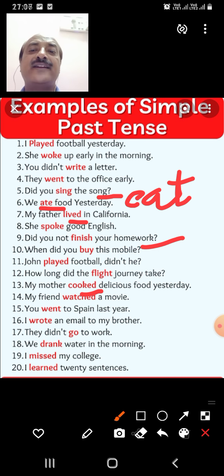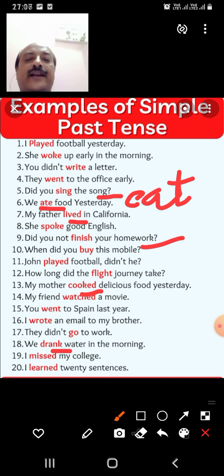In present we say I write, but in past I wrote. They didn't go. We drank. In present tense we say we drink water every time. But in past tense drink will change to drank. I missed my college. I learned 20 sentences. So here you can see in most of the verbs we have added ed to change into past tense. I play football, present tense. But in play when we add ed, it changes to past tense. I played. I woke.